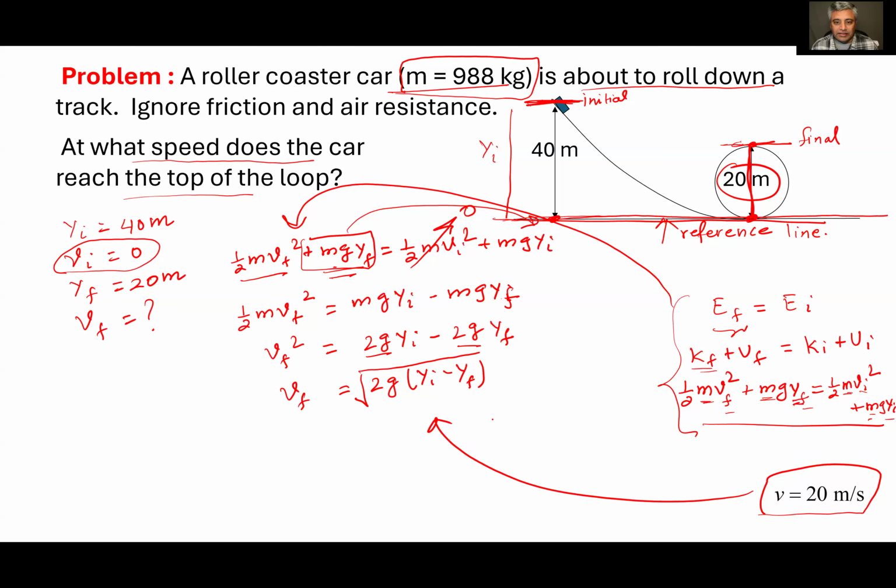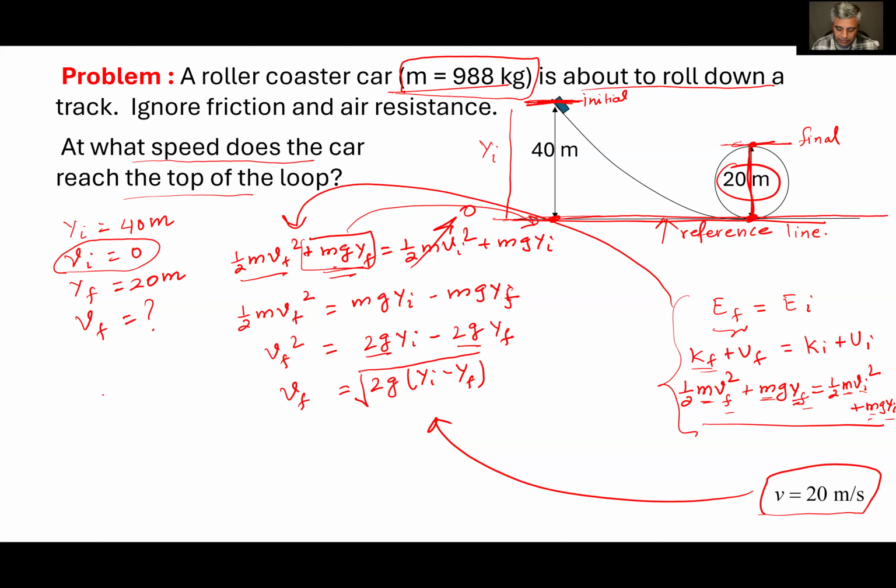Okay. So just a review of using conservation of energy. So far we've been avoiding friction. We are saying, okay, let's say friction is negligible. But in real life, there is always friction. So we also need to learn how to include friction. Okay, that's what we're gonna do next.